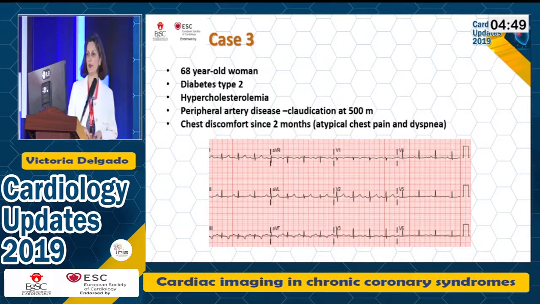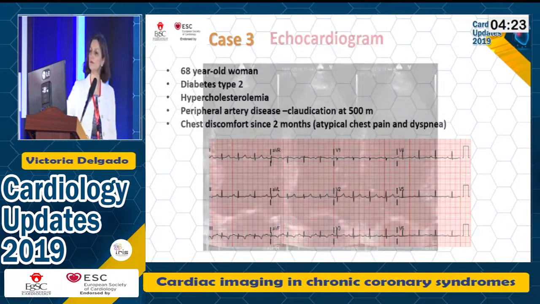And finally, the third case, this is a 68-year-old woman with type 2 diabetes, hypercholesterolemia, has peripheral artery disease as well with claudication at 500 meters, and presents chest discomfort since 2 months with a typical chest pain and dyspnea. This is the EKG. It's a sinus rhythm with negative T waves here in the inferior wall.